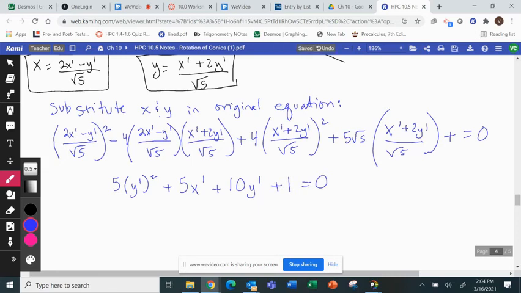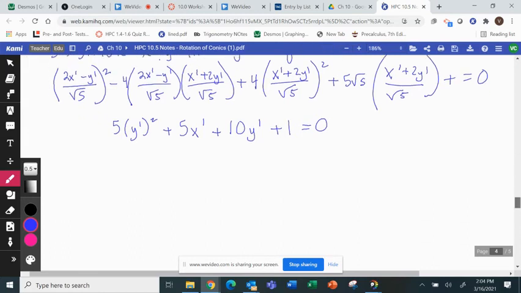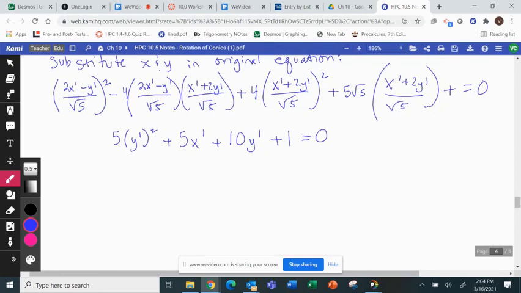5y prime squared plus 5x prime plus 10y prime plus 1 equals 0. Notice how we don't have an x, y term. We don't have an x prime, y prime term. That was the goal of doing all of this, to not have that x, y term. So now this is a parabola. We need to put it into the standard graphing form of the parabola.